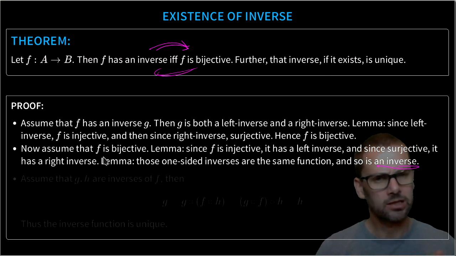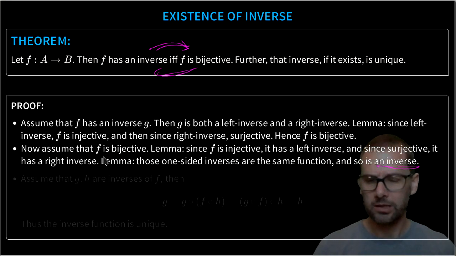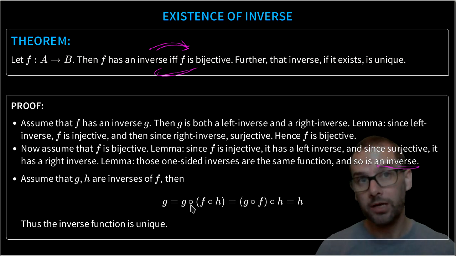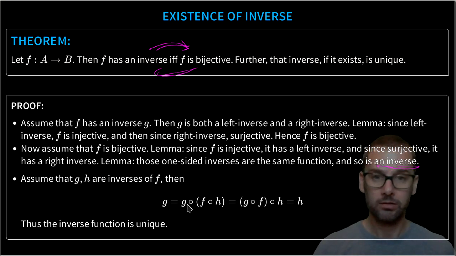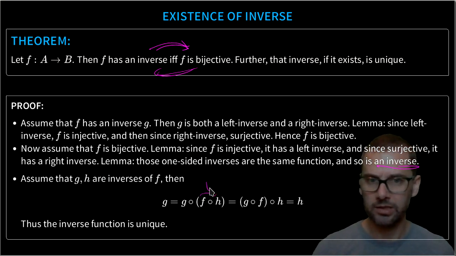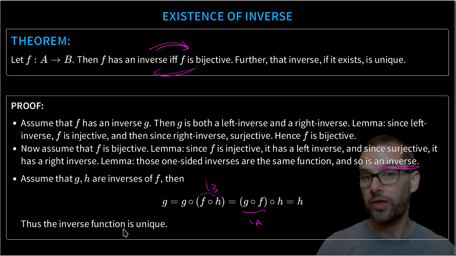We can recycle some of the work that we did back here, using very similar reasoning. If g and h are both inverses of f, then we can write g as g composed with the identity, which is g composed with f of h, because f of h is the identity. Again we group it this way round, because we know this is the identity on b, compose it this way round, that's the identity on a, and so that's just h. And so we've shown that g equals h, and so that inverse function is actually unique.